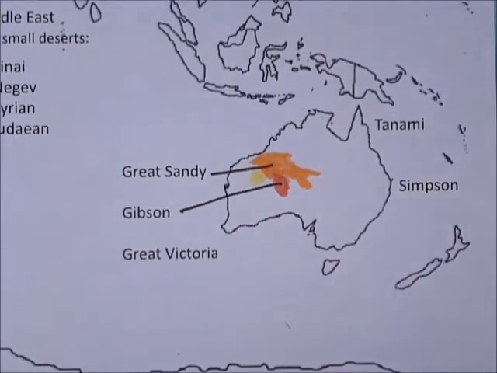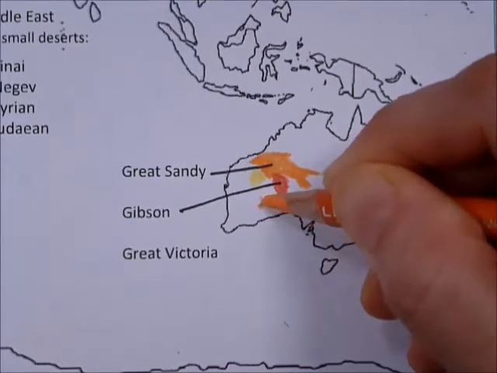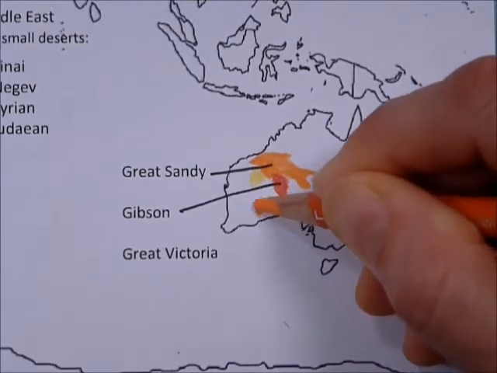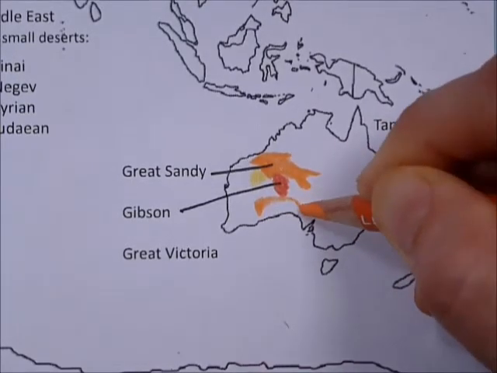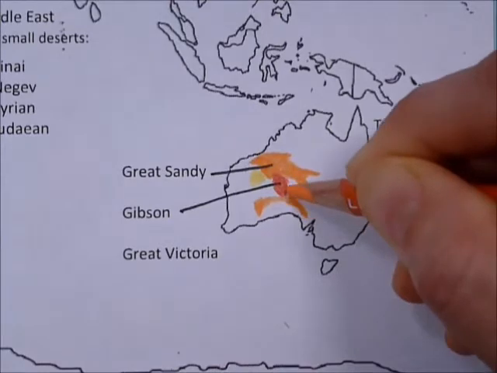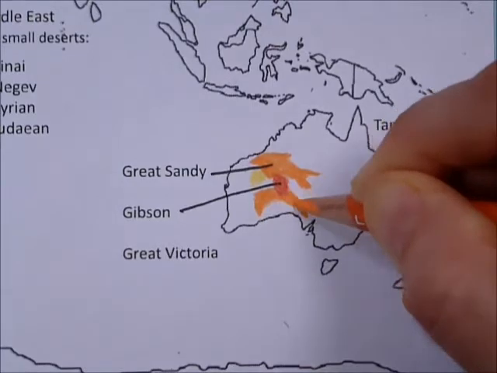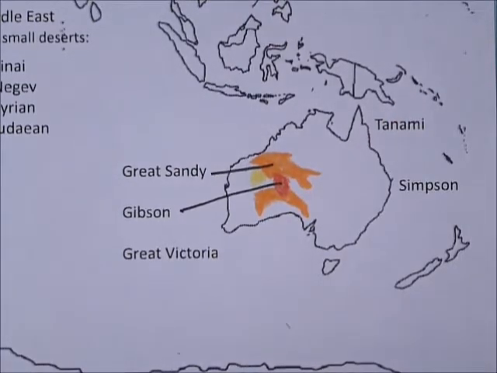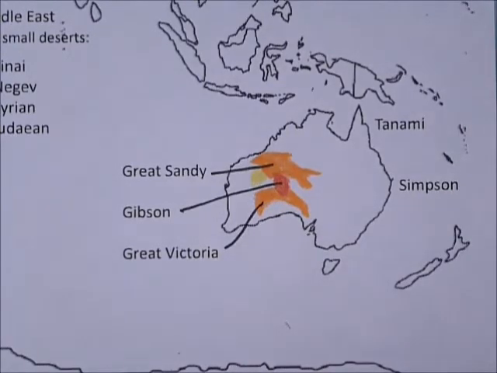And then under that we have the Great Victoria. I'm just going to go back to using orange again. And it kind of goes down like this and follows the coast like that down. It goes down into this peninsula down there. Like that. Great Victoria. I assume it's named after Queen Victoria. A lot of things are named after Queen Victoria.